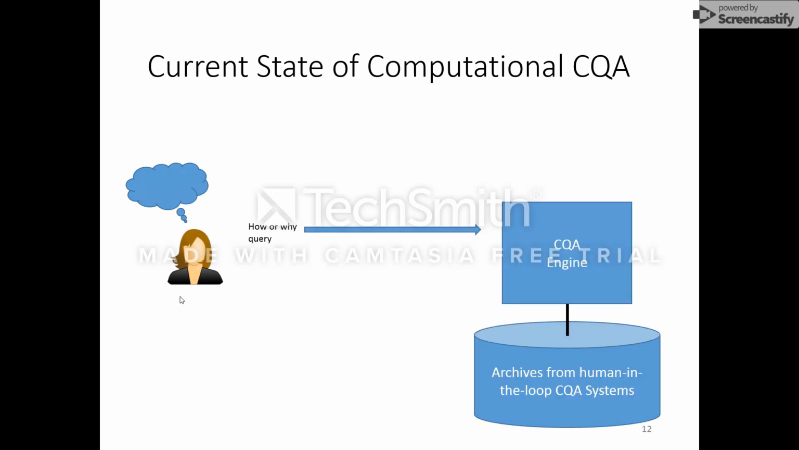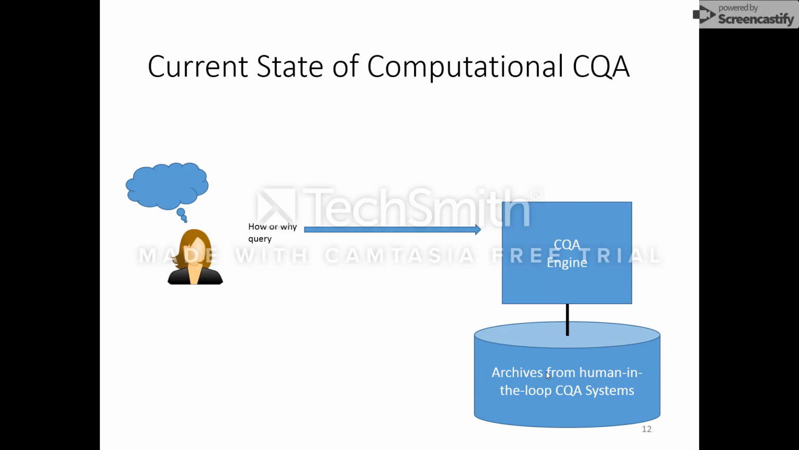Okay, and let's look at the current state of computational CQA, and how far we have reached and how far we need to go to achieve what could be formulated as a holy grail, like we saw in the last slide. So the user has a how or why query, and that is given to a CQA engine, which works upon archives from human-in-the-loop CQA systems. So these archives contain questions and answers, both posted by humans.